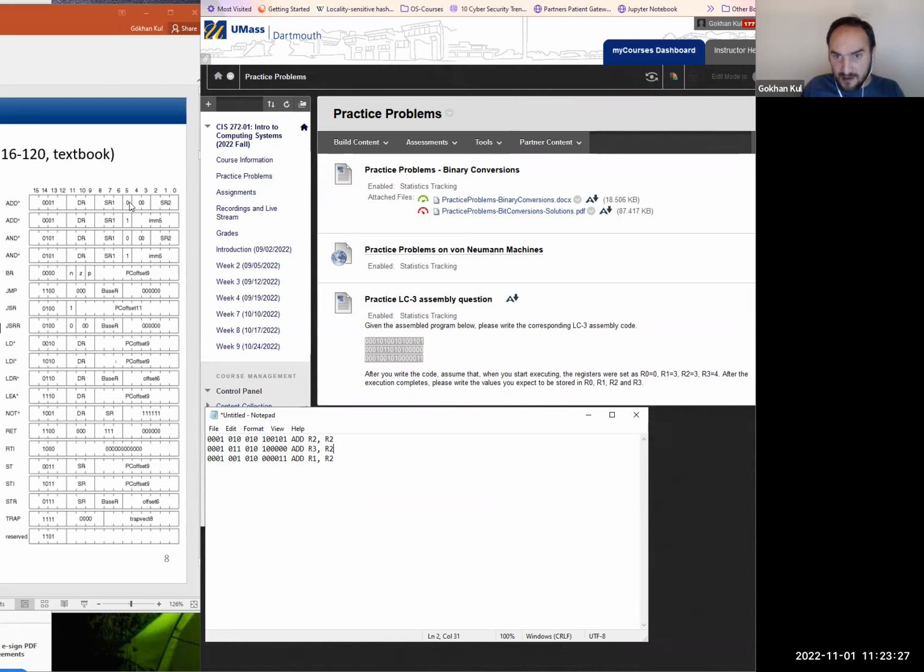Now I'm looking at the fifth bit. The fifth bit is the distinction between this add operation and this add operation, so I am just going to distinguish them. When bit number 5 is 1, that means I'm looking at this instruction, which says that the next 5 bits are immediate numbers.